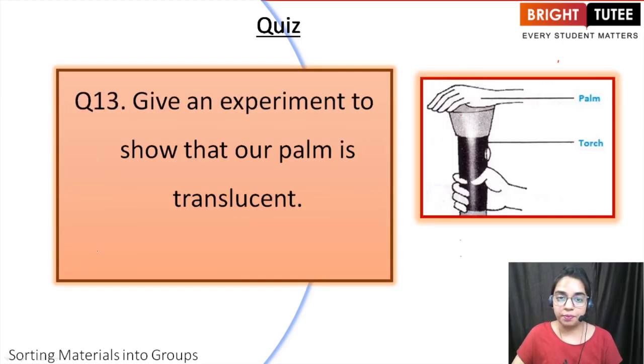The next question is, children, give an experiment to show that your palm is translucent in nature. So children, for this you will take a torch and you will place your palm over it like this, as shown in this image. You will switch on the torch and you will observe that you can actually see the light partially through your palm. And this proves that your palm is translucent.